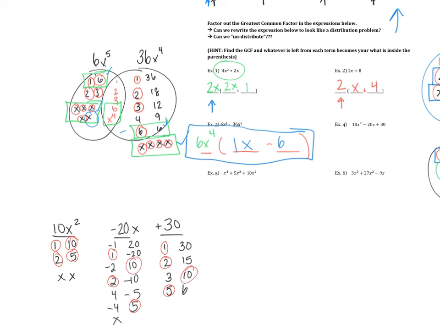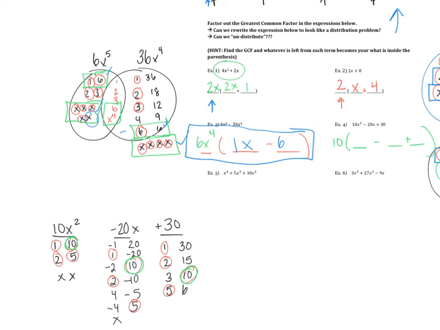Then in this one, I have an x and an x. Okay? But they're not in all of them. So I don't have to circle those. Okay? So when I look here, I notice that 10 is the greatest common factor in all of those. So what's going to happen is you're going to have 10, and then I'm going to make lines for you.